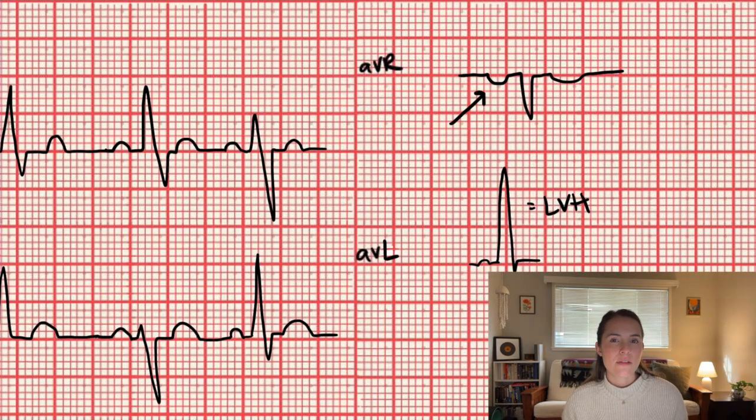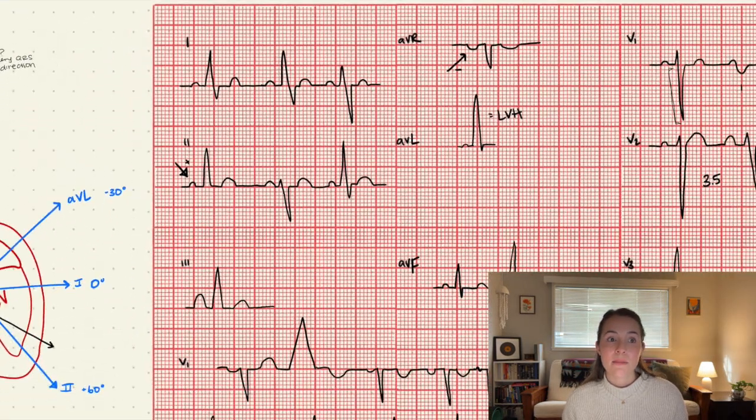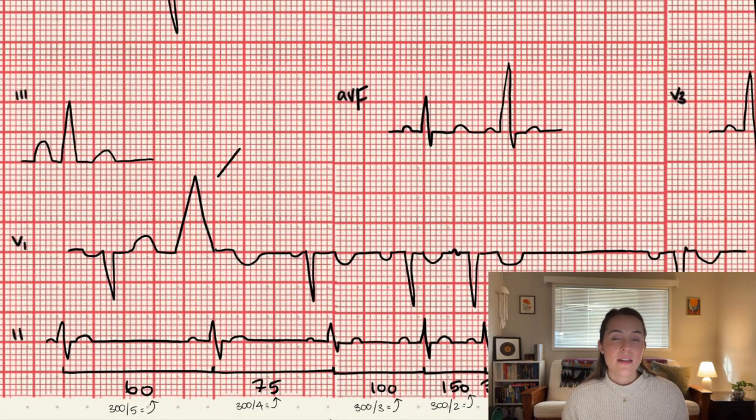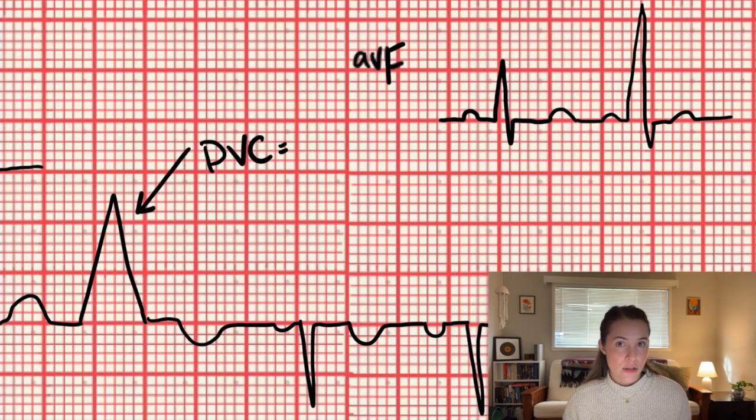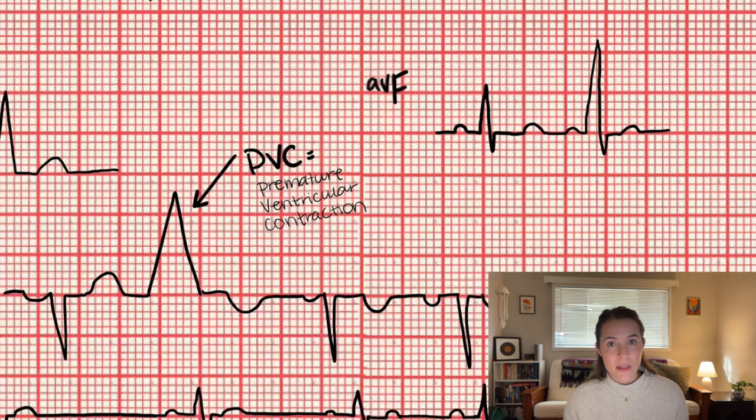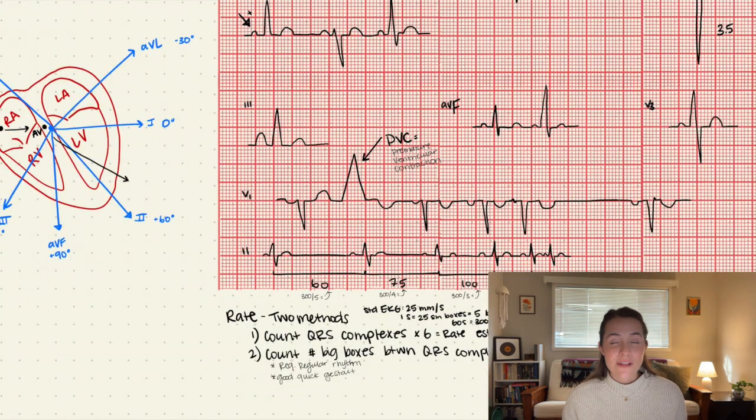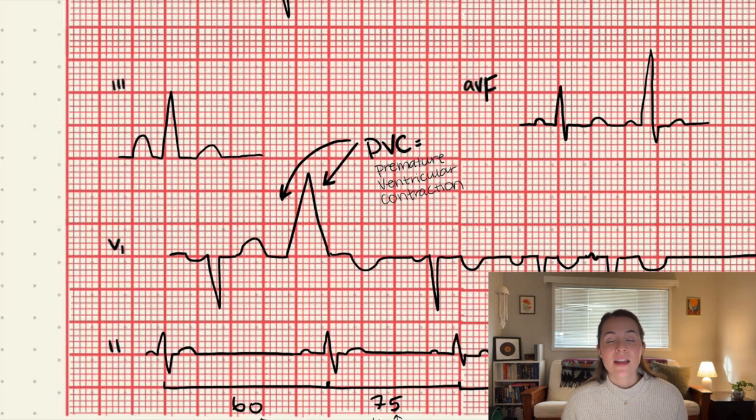And in this section, you should also be looking for extra beats, like PVCs or PACs. And so a PVC, what is it? It's a premature ventricular contraction, which means the depolarization is coming from the ventricle itself, which means there's not going to be a P wave before it. If you're not going through the AV node, then you're going to have a wide depolarization.